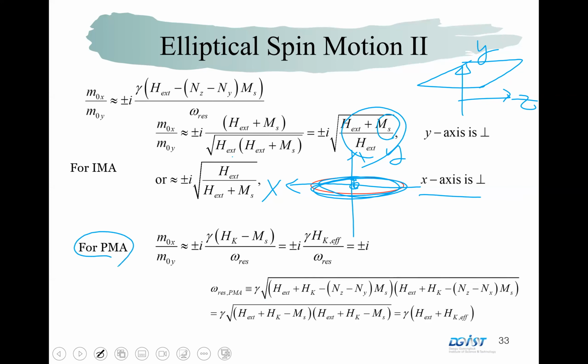For the PMA case, it's simpler. In the PMA case, we find circular motion because the ratio between m0x and m0y is just a unit number. And this plus minus i means the different phase. So they generate circular motion. Okay. That is also a very important part for understanding the motion of the spins.